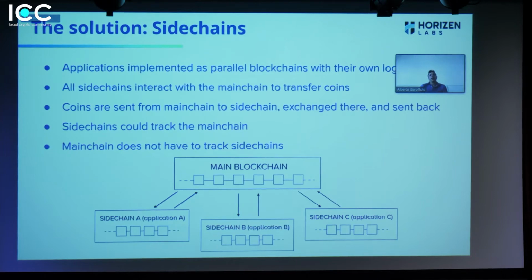Okay, as we were saying, let's use sidechains. These are applications that are implemented as parallel blockchains that have their own logic and data, and all sidechains interact with the main chain to transfer the coins. So a user can send coins from the main chain to the sidechains, then exchange them with some logic, for example, buying a car.